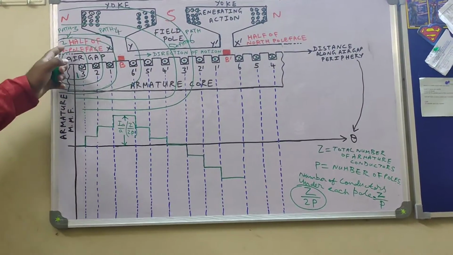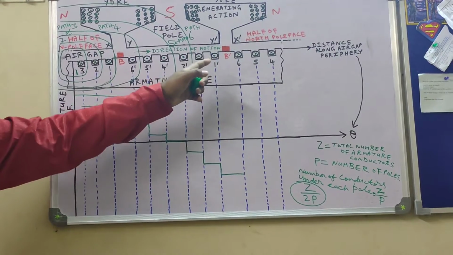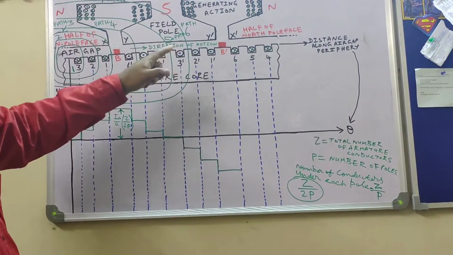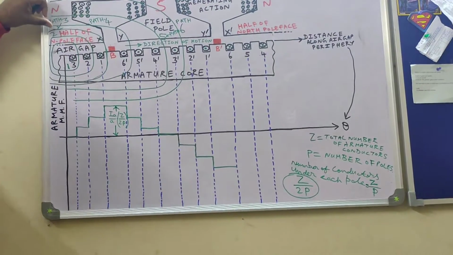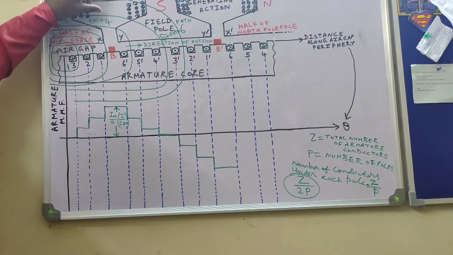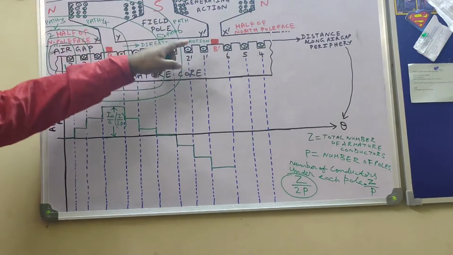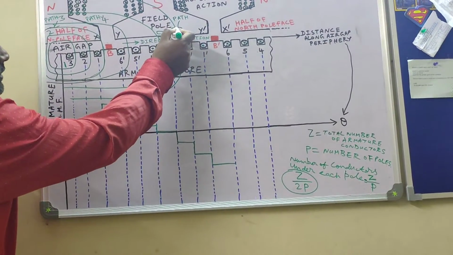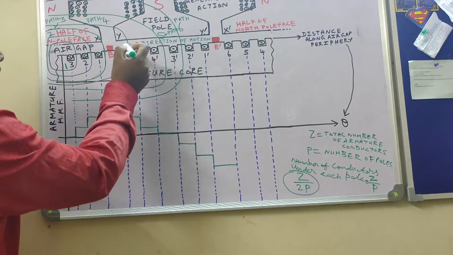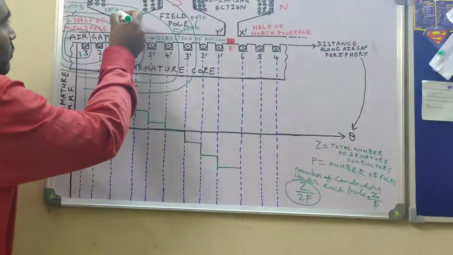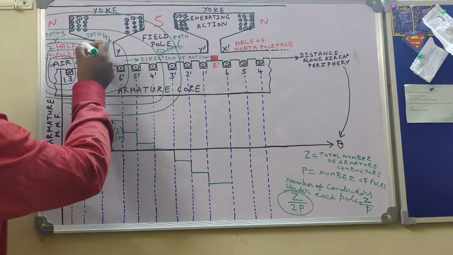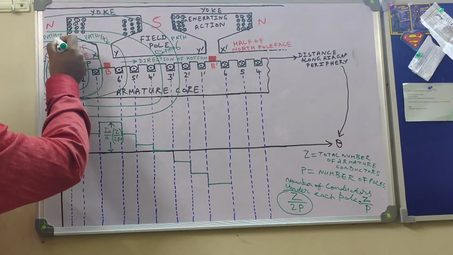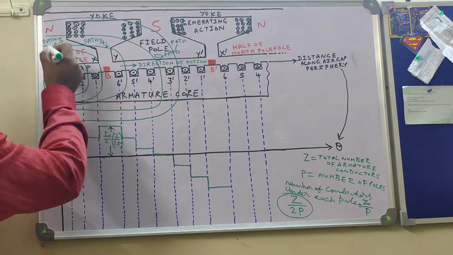Please do not confuse this 1, 2, 3, 4 with slot numbers. I should have taken another symbol, but I messed up. Anyway, don't take these 2, 3, 4 or 6 as slot numbers. These are paths. This is path number 6, this is path number 5, this is path number 4, this is path number 3, like that. This is path number 2.